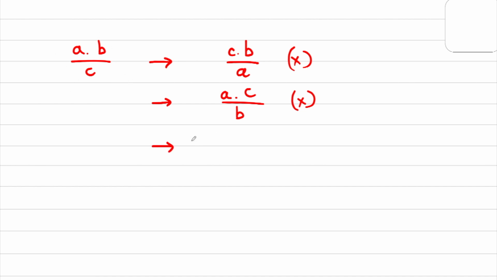A times b is the numerator and c here is the denominator. So when I want to take the reciprocal, it means c will become the numerator like here, and a and b will be the denominator, it means the bottom position, and c will be the top position.